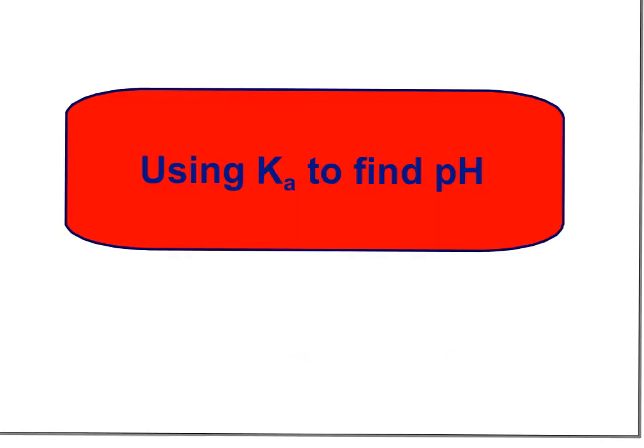Okay, notice this section is called using Ka to find pH. So that means for weak acids and weak bases, we cannot use the pH square, and that's what I call the negative log of H plus is pH, 10 to the negative pH is H plus, right? That pH square we learned earlier. So we can't use that pH square to find the pH of weak acids or the pOH of weak bases.